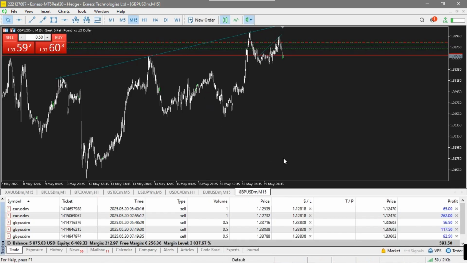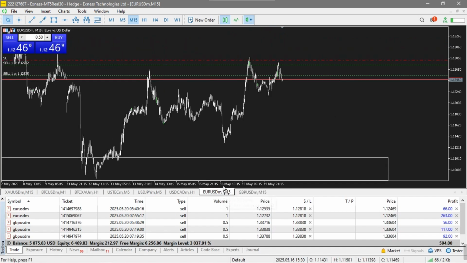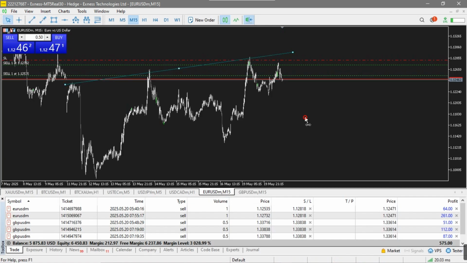All right, let's jump into my MT5 real quick. As you can see, these are the trades I took using the same method I just explained. Both GBP USD and Euro USD are currently in profit. This is the power of understanding price action deeply. Not just memorizing patterns, but knowing why they work and when to act.